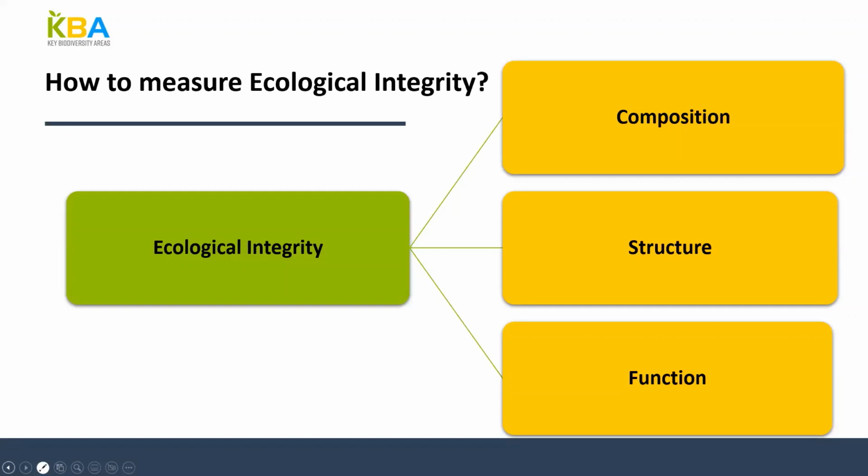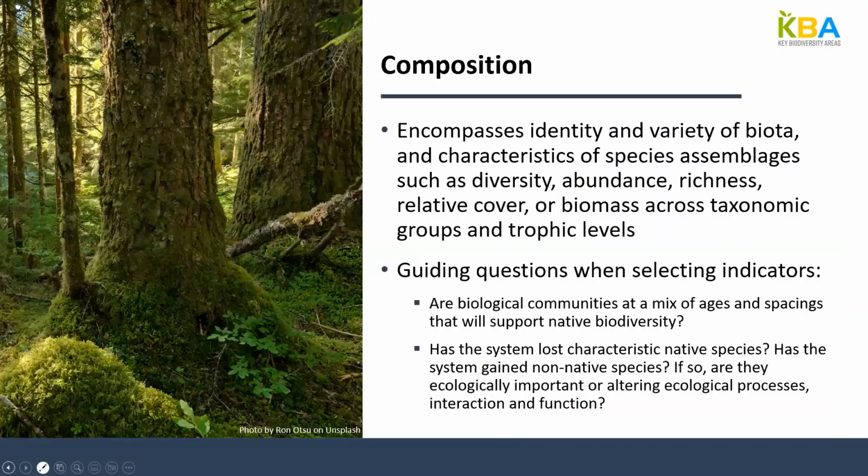You do not have to use the same attributes and or indicators in your Criterion C application, obviously. So to determine the composition component of a Criterion C site, you will first need to identify species that represent the key characteristics of the ecoregion. And you can select them as indicators of composition.